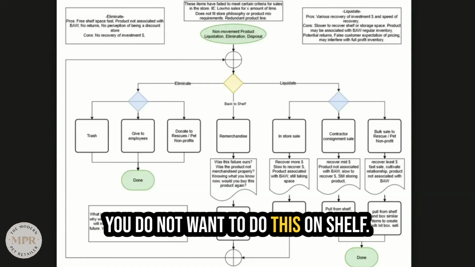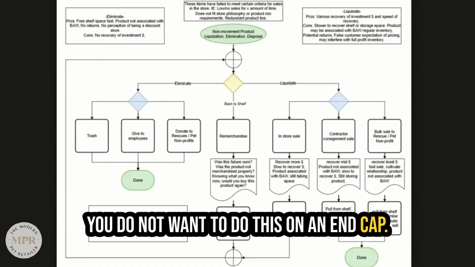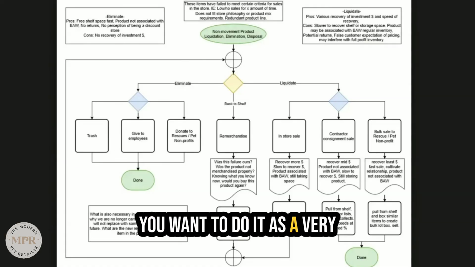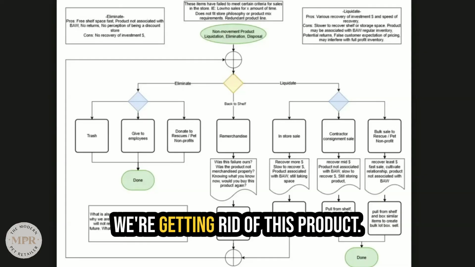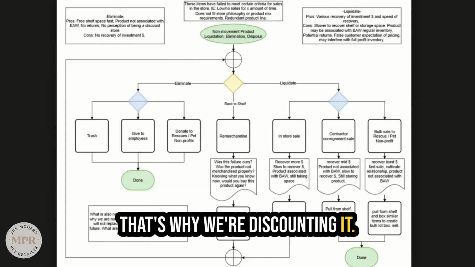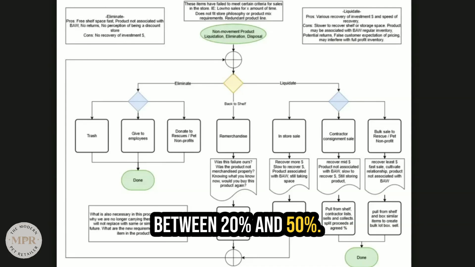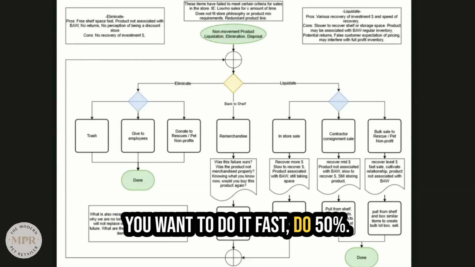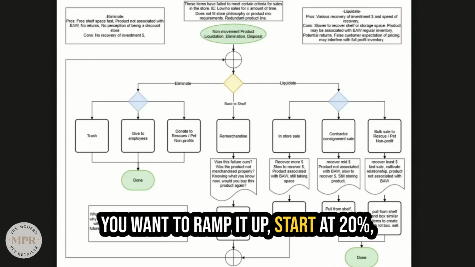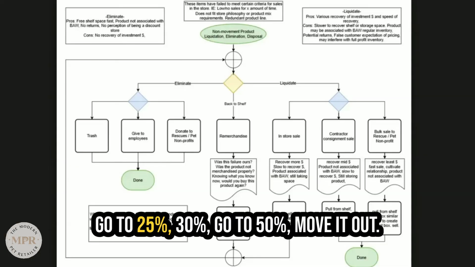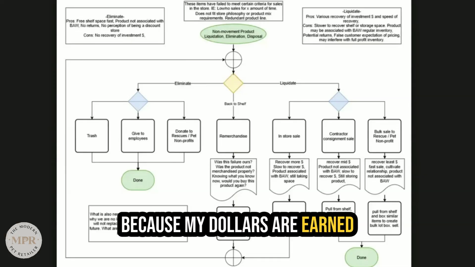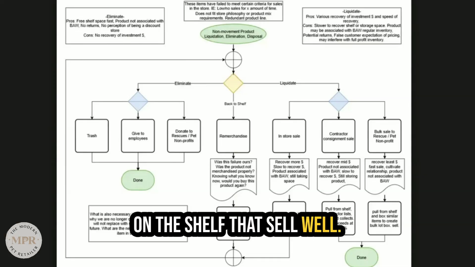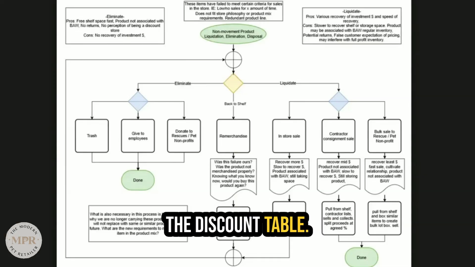You do not want to do this on shelf. You do not want to do this on an end cap. You want to do it as a very clearly designated end of life. We're getting rid of this product. That's why we're discounting it. It's probably going to be between 20 and 50%. You want to do it fast, do 50%. You want to ramp it up, start at 20, go to 25, 30, go to 50, move it out. I like speed over dollars because my dollars are earned by the products that we have on the shelf that sell well. They're not earned at the discount table.